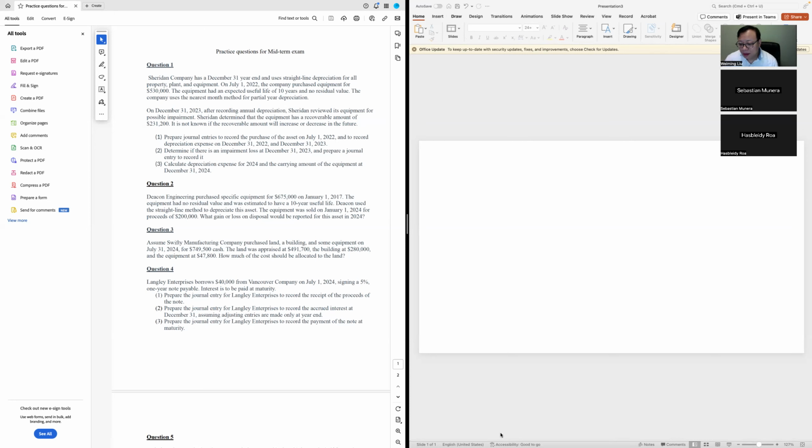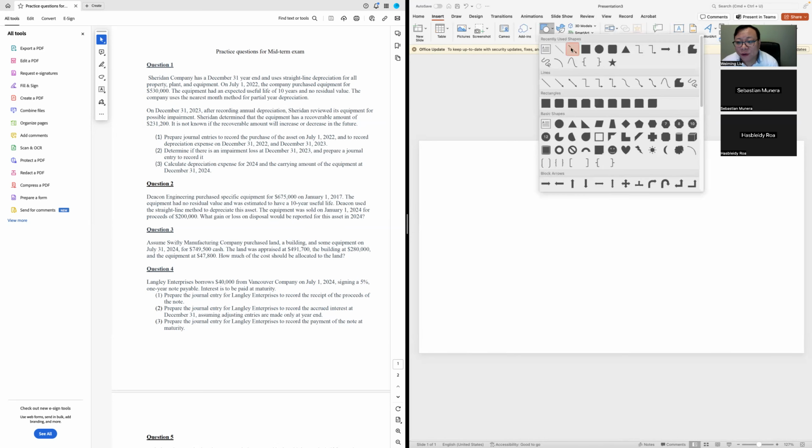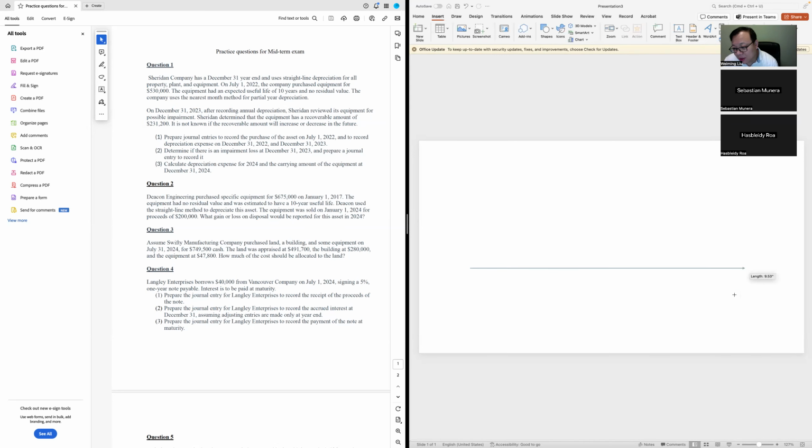Just draw a timeline. That would be helpful for you to see. So this is a timeline, and then I would have a bunch of time points. How many years? 2024. Probably this is enough.